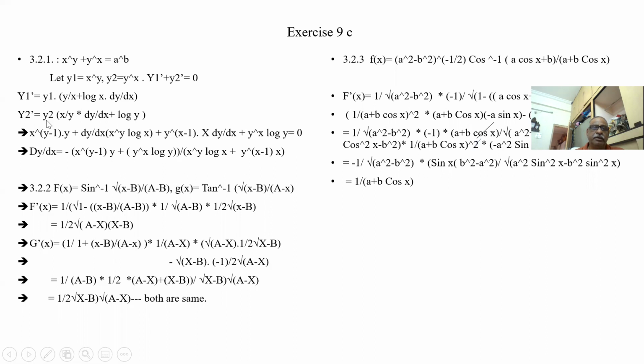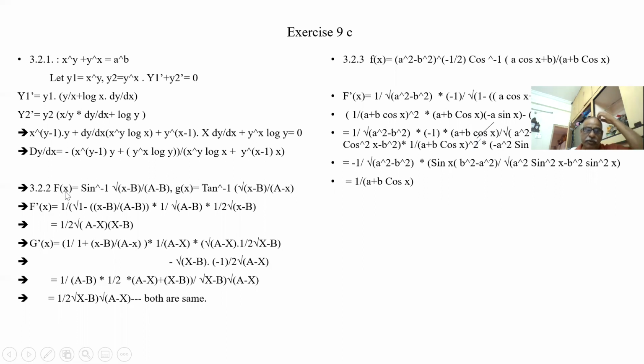I can. So y1 dash is equal to y1 into y log x. So y by x, this is x to the power of y, so y log x. So y by x plus log x into dy by dx. Similarly, y2 dash is x by y plus dy by dx into log y. So we have to rearrange the terms for dy by dx and bring the numerator and denominator.